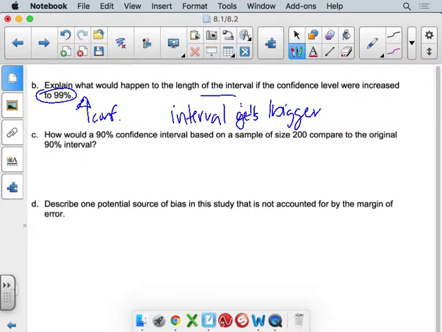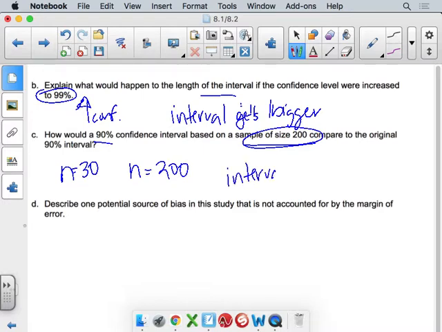All right, how would a 90% confidence interval based on a sample size of 200 compare to the original 90% interval? Our original was n equals 30. Our new one is now n equals 200. So what happens to our interval? When I increased my sample size, my interval will be smaller.